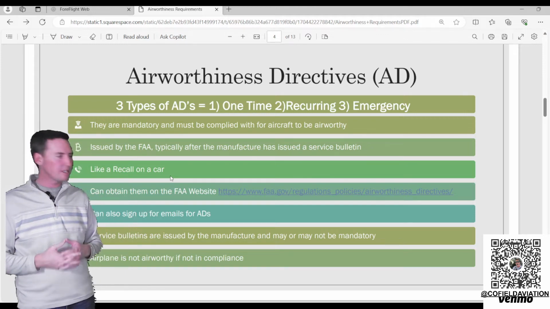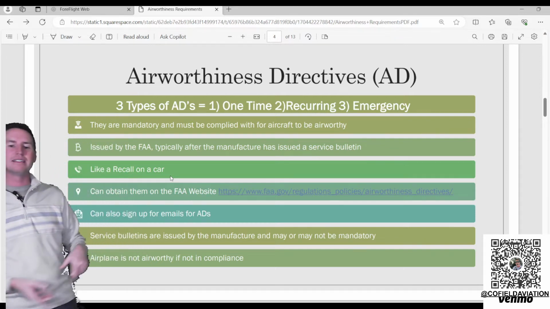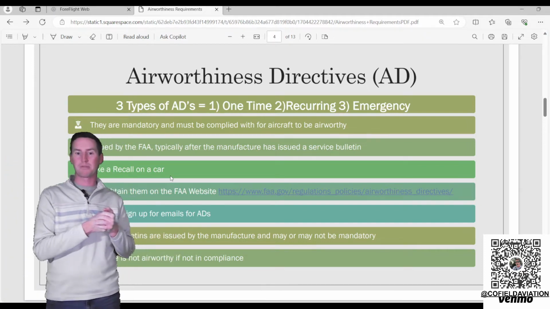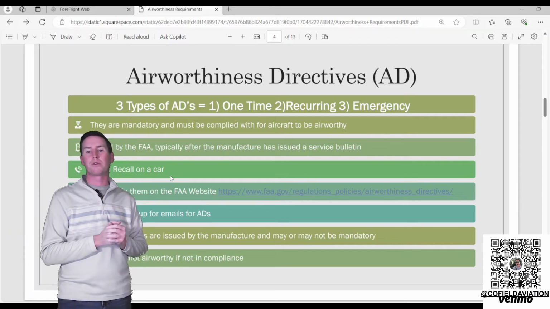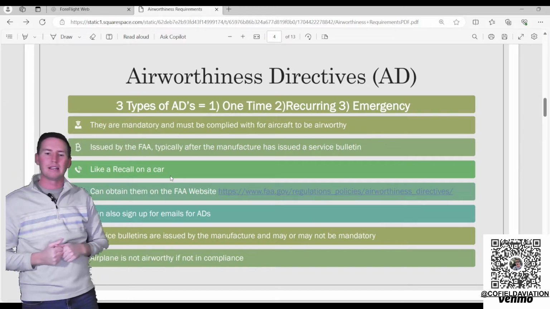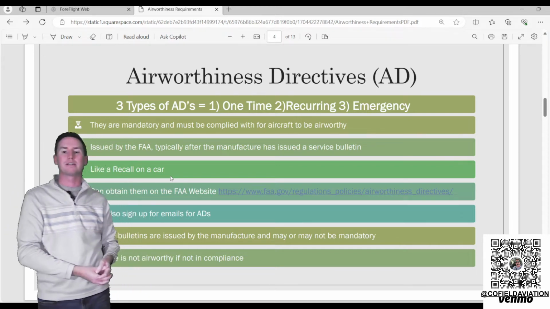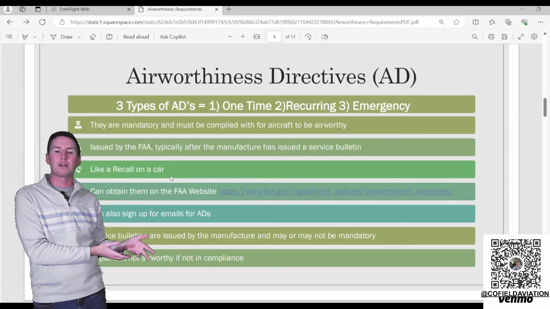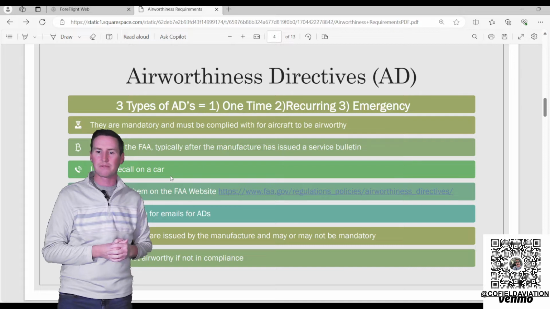Now, obviously, in the interest of safety, we should be complying with service bulletins. But what the FAA does is take that service bulletin and put their stamp of authority and approval on it. They're a government agency. They're regulatory in nature. They put their regulatory stamp on it, and they make it an airworthiness directive. Once it becomes an airworthiness directive, it is mandatory to comply with. It's like a recall on a car. If you don't comply with the airworthiness directive, the airplane is not airworthy. So obviously you have to comply with the AD.